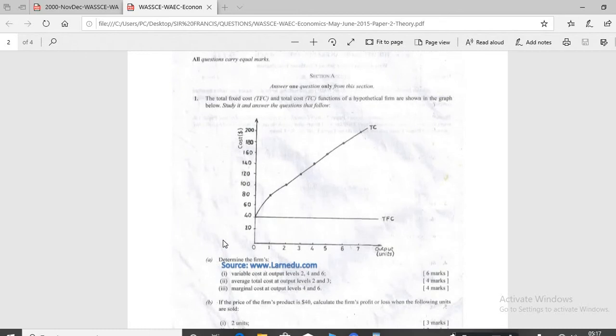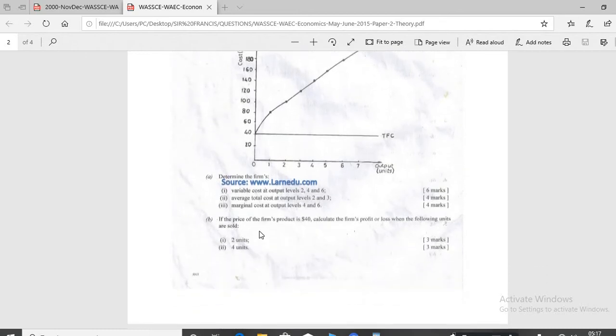Without wasting much time, let's look at the requirements of the question, which is the B. The question says that if the price of the firm's product is $40, calculate the firm's profit or loss when the following units are sold. So we have 2 units. If 2 units are sold, what will be the profit or loss? Then the II, if 4 products are sold.